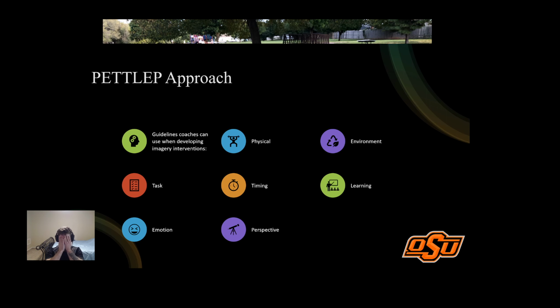So, talking about the guidelines coaches can develop for imagery interventions. Taking away from this class, what could I do for myself, as well as for my kiddos, my athletes, or my clients? It's this PETT-LEP approach: I'm going to create imagery interventions for the physical, the environment, the task, the timing, the learning strategies, the emotions we'd feel, and the perspective, right?